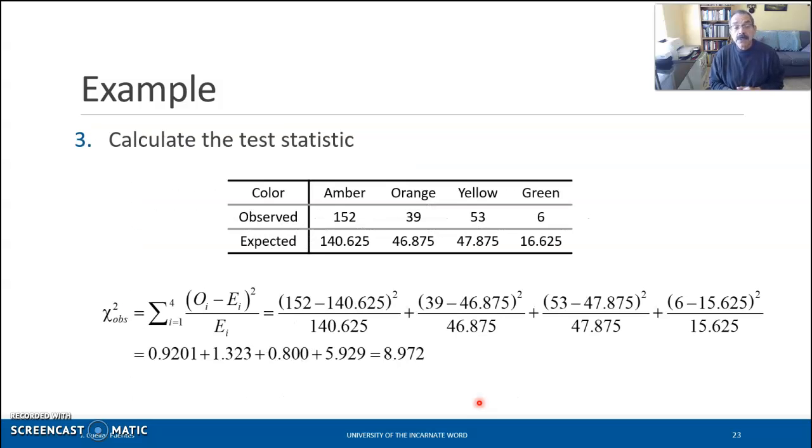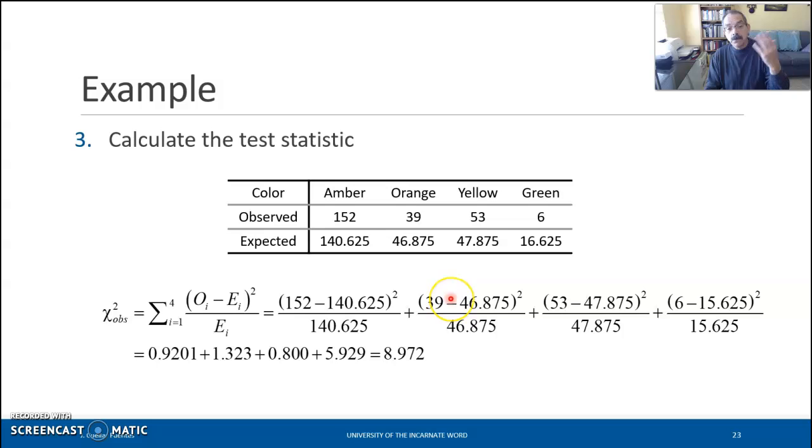The next step is to calculate the test statistic. A suggestion I have is to avoid mistakes in these calculations, because you can see it's a long calculation, is to create a little table on the side where you summarize the observed values and the expected values. So then to find the test statistic, you take the first observed value minus the first expected value, you square that quantity and divide it by the first expected value.